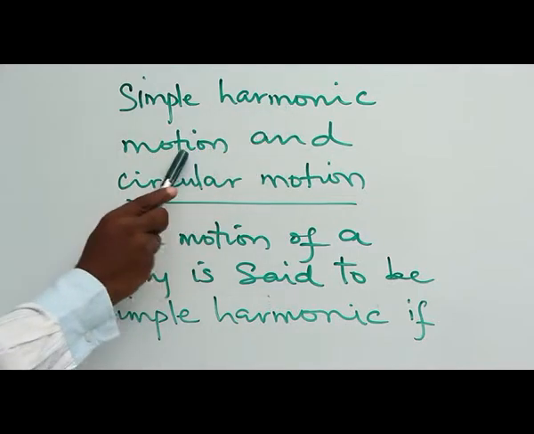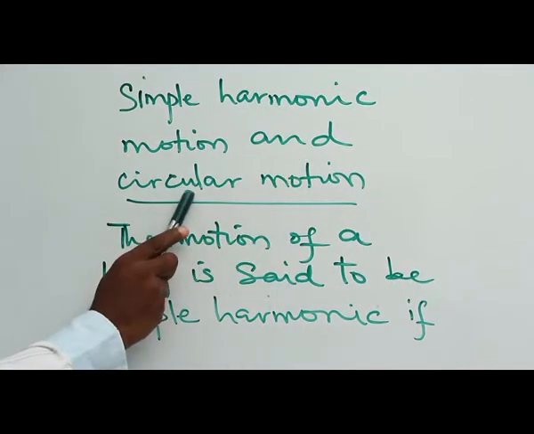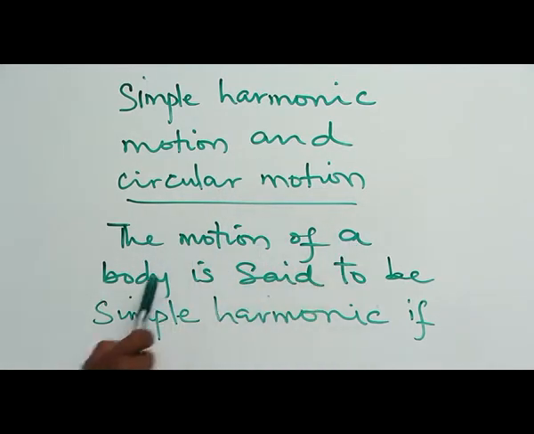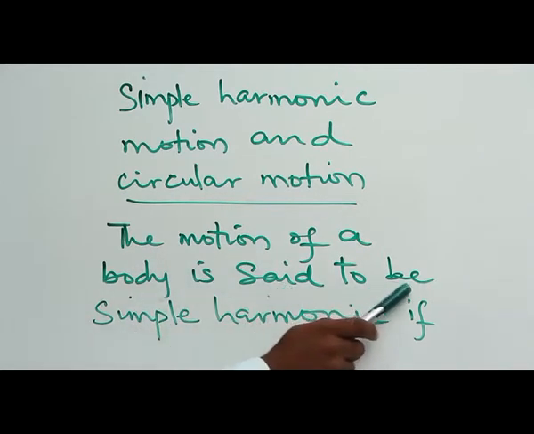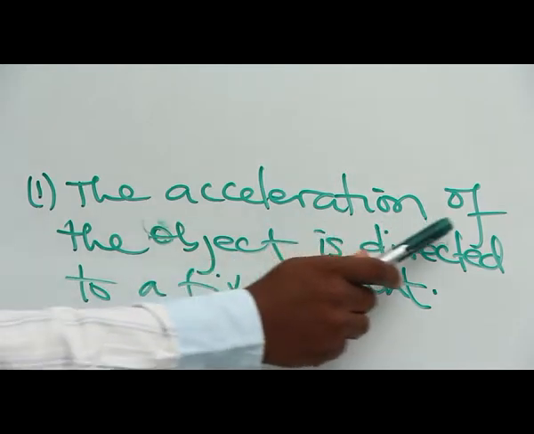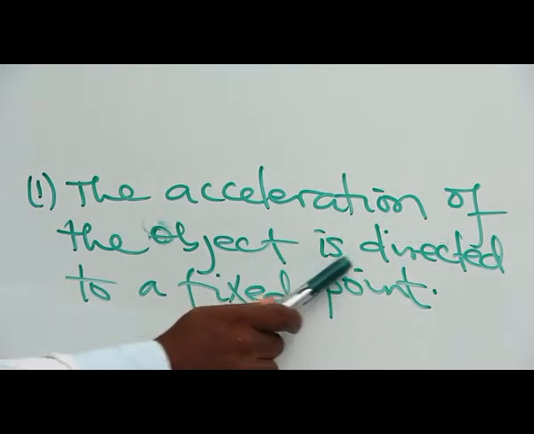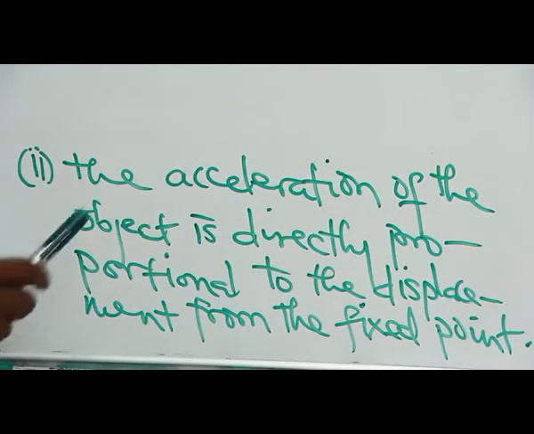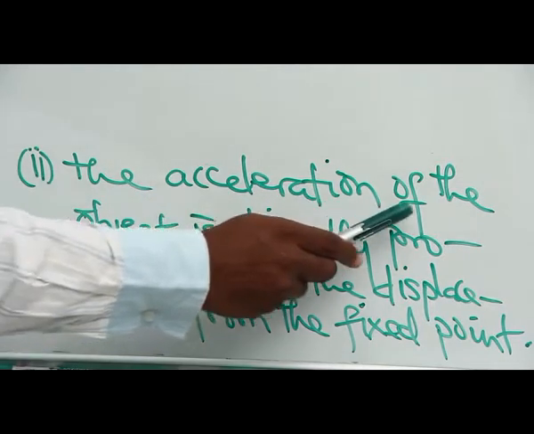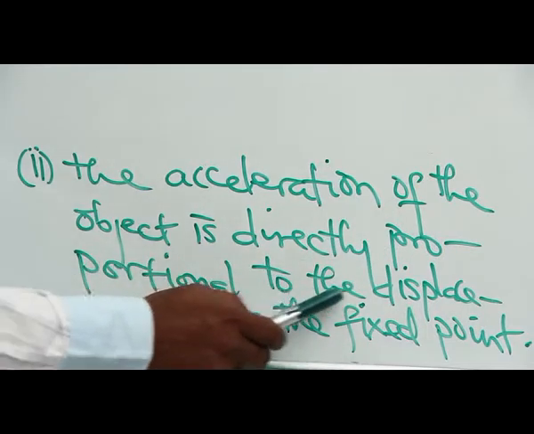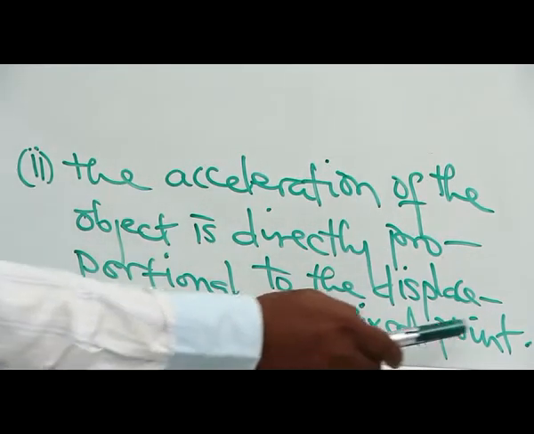Simple harmonic motion and circular motion. The motion of a body is said to be simple harmonic if, 1. The acceleration of the object is directed to a fixed point. 2. The acceleration of the object is directly proportional to the displacement from the fixed point.